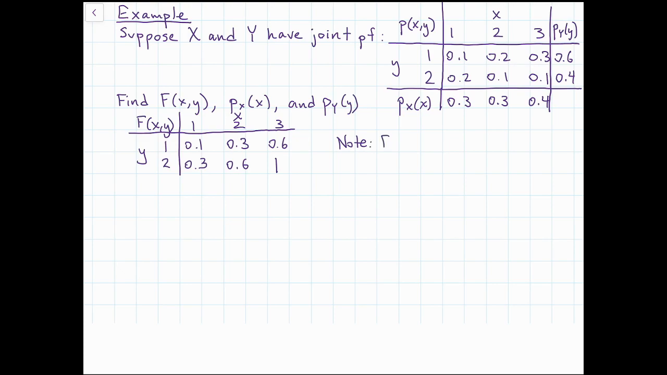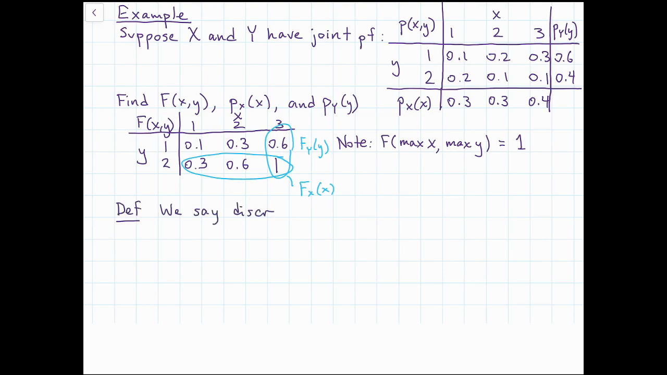Notice that, first of all, when we look at the value in the bottom right corner, that's the maximum of x and the maximum of y, that gives us 1. And as well, the bottom row and the rightmost column give us the individual CDFs of the variables.